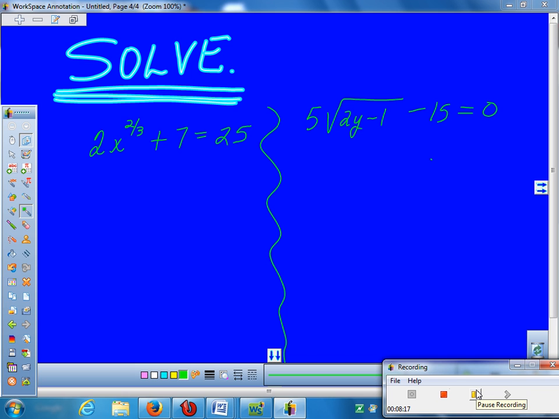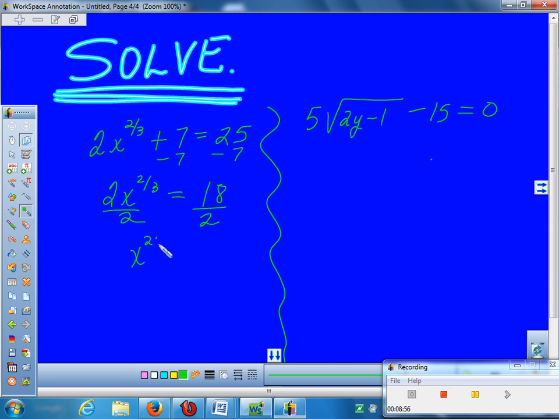Okay, this is just normal solve for x. Nothing fancy here. How do I get x by itself? I would subtract 7, yep. So this is not anything fancy or new. Okay, then what would you do? You would get rid of the 2. Same thing you always do. And so you would have x to the 2/3 equals 9.